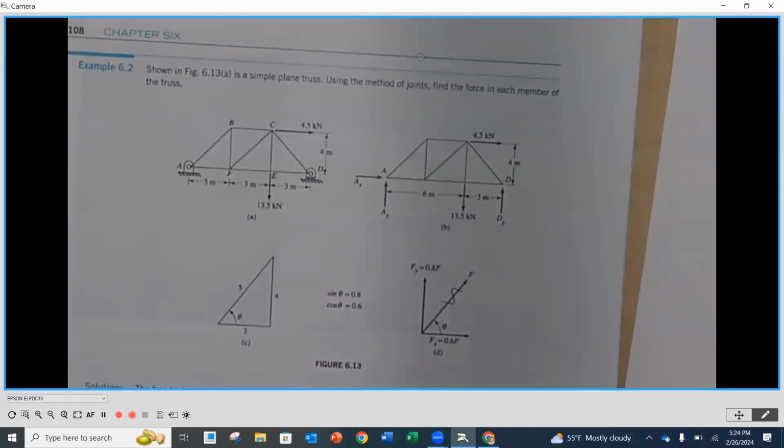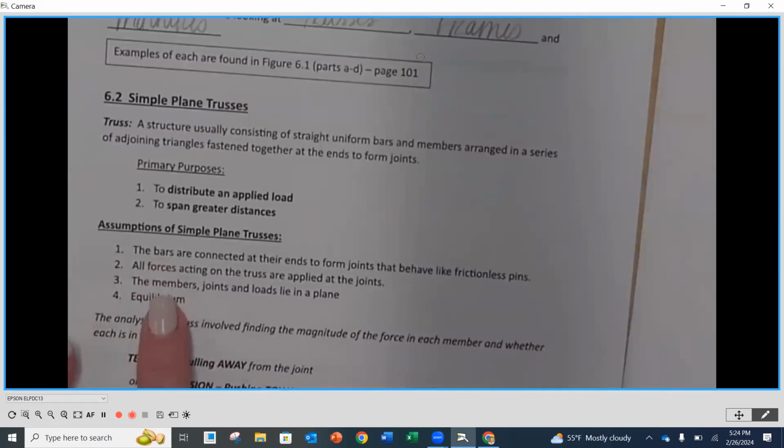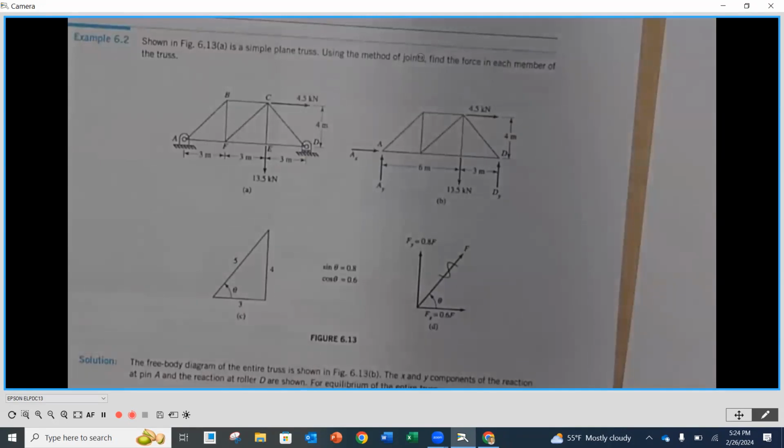Okay. So as we look at our first page here, all of the assumptions that we were talking about on that first page are in play. Number one, the bars are going to be connected at their ends and they're going to serve as frictionless pins. Number two, all of the forces acting on the truss are applied at the joints only. We'll see that in this illustration. The members all lie in a single plane. So we're only worried about X and Y and we're in equilibrium. Okay, so those are the conditions, the assumptions that we're living by, if you would, in this example.